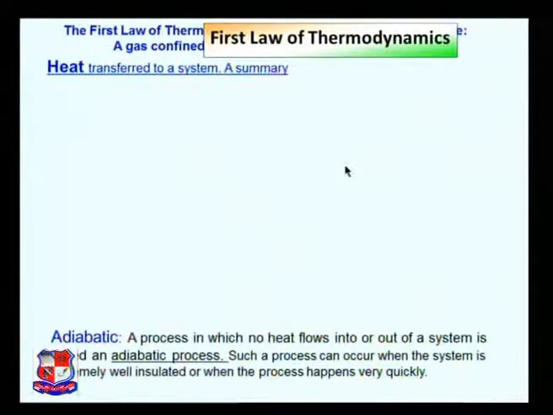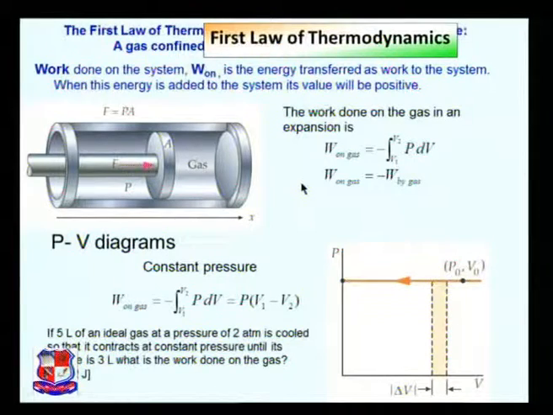Now the example for the first law: this is the application of work done on a system. W on is the energy transferred as work to the system. When this energy is added to the system, its value will be positive. So here the piston is moving from here to here. The force applied is equal to pressure into area, and by integration we can find the work done on the gas: W on gas is equal to the integral from V1 to V2 of PdV, and W on gas is equal to minus W by the gas.